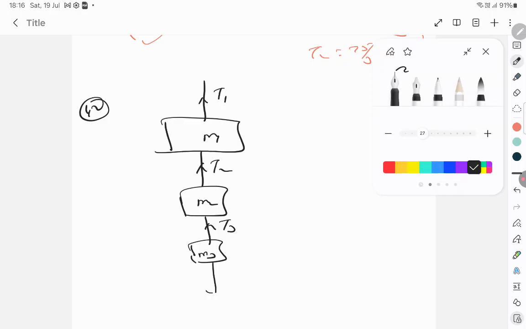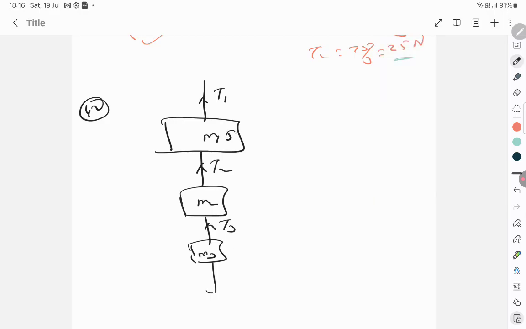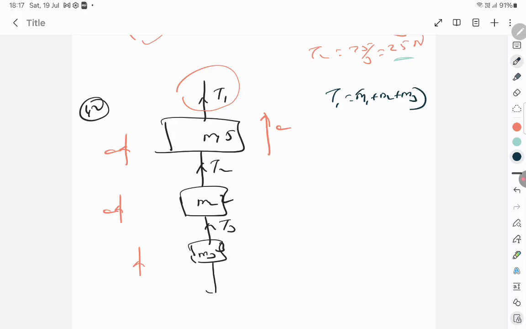Let's read the question. Three masses M1, M2, M3 are respectively given as 5 kg, 2 kg and 3 kg. Calculate the values of tensions T1, T2 and T3. The whole system is going upward, which means it's going to accelerate upward with an acceleration of A. This is the total force, and you can take it as T1 is equal to M1 plus M2 plus M3 into A, so A is equal to T1 by M1 plus M2 plus M3.